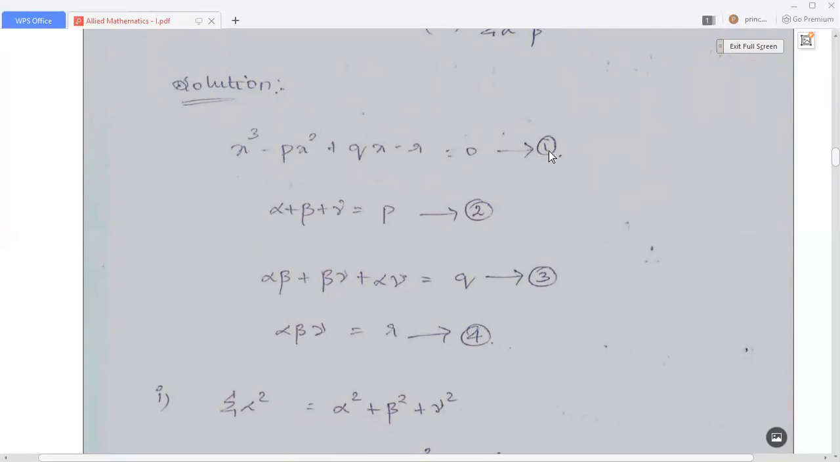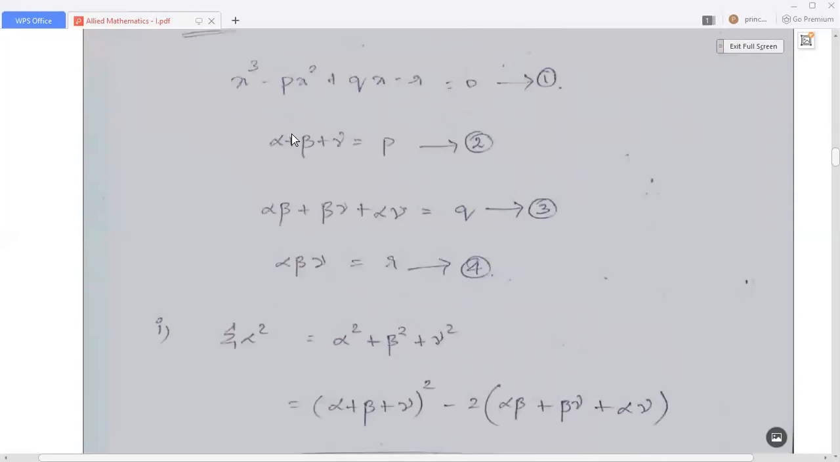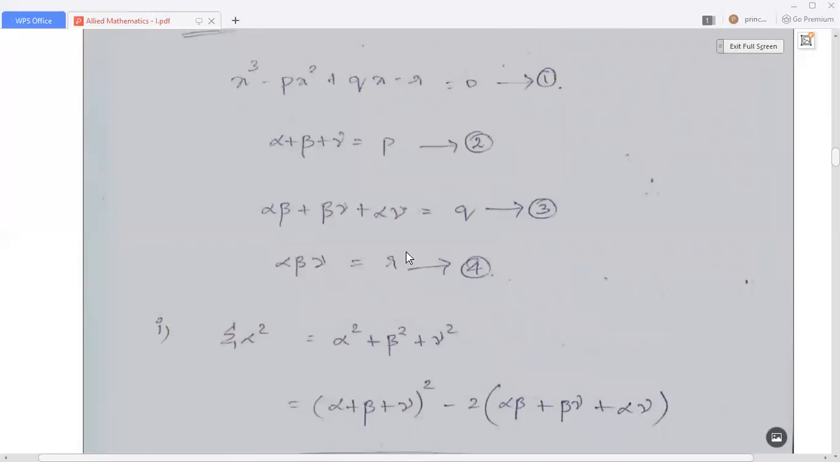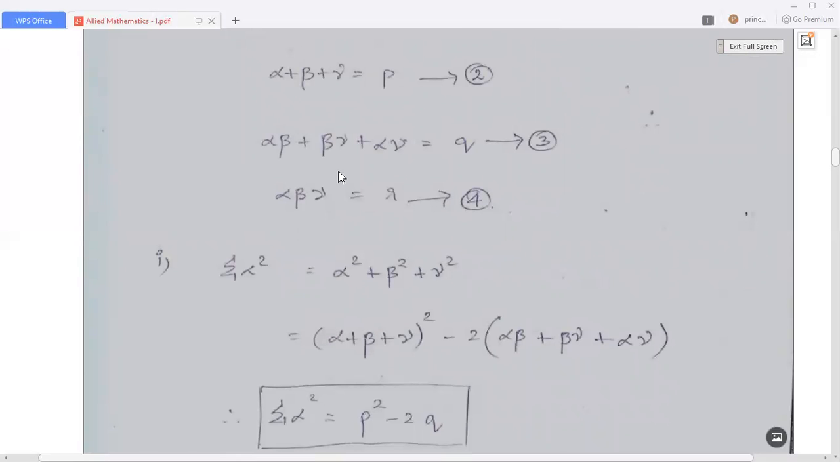The given equation can be taken as x cube minus px square plus qx minus r equal to 0. So this is equation number 1. Now we write the relation between roots and coefficients. The sum of all the roots, alpha plus beta plus gamma is equal to p. This can be taken as equation number 2. Next we write the sum of product of roots taken 2 at a time, that is alpha beta plus beta gamma plus gamma alpha equal to q. This can be taken as equation number 3. Next we write the product of all the roots, alpha beta gamma equal to r. This can be taken as equation number 4.